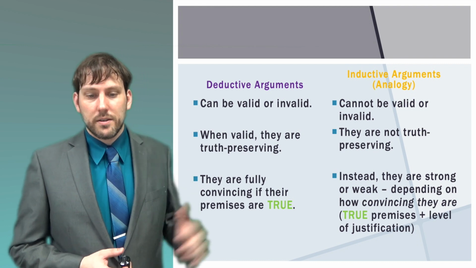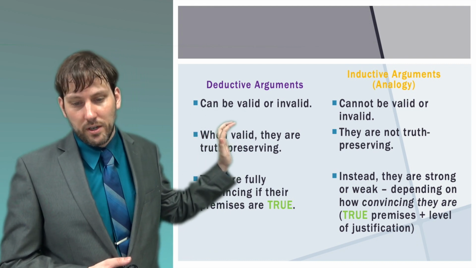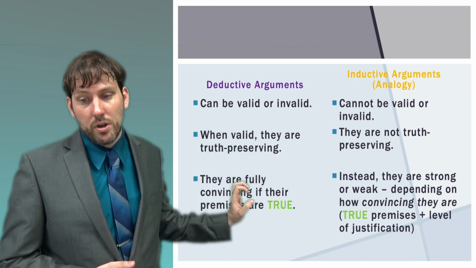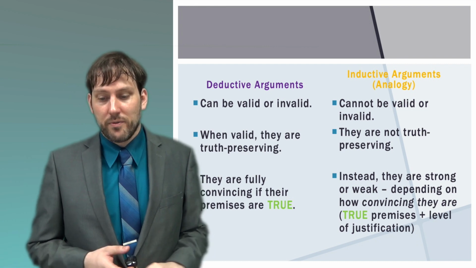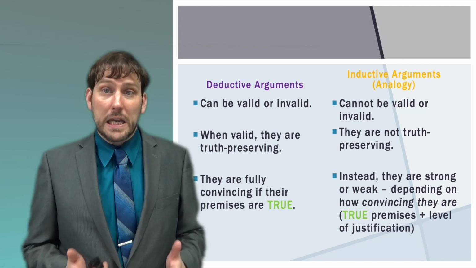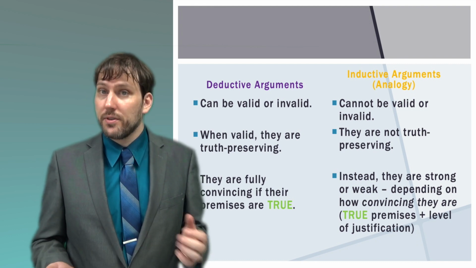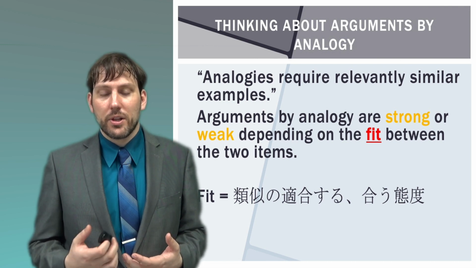So again, a deductive argument can be valid or invalid. When they're valid, they're truth-preserving. And this means that they are fully convincing if their premises are true. Inductive arguments can't be valid or invalid. They're not truth-preserving. And that means they're strong or weak, depending on how convincing their premises are, plus the style of their justification. To make a good argument by analogy, we need enough similarity to make it work.